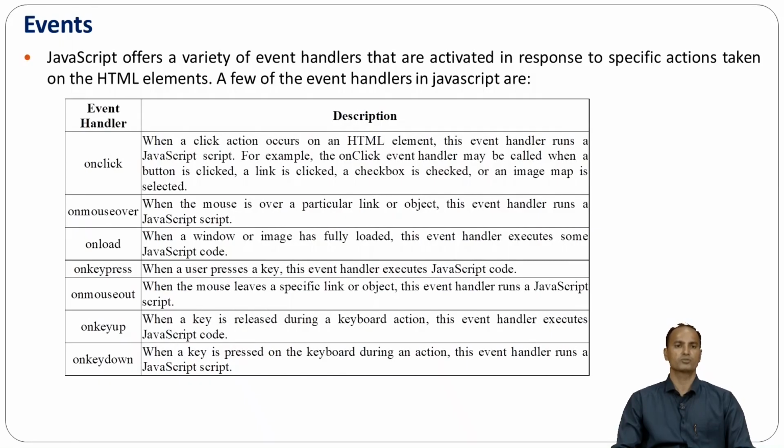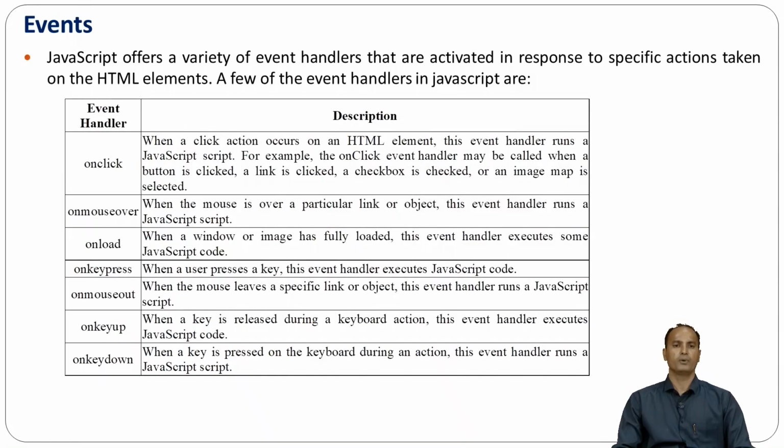Same way onMouseOver. When a mouse is over a particular link or an object, this event handler runs a JavaScript. Onload. When a window or image has fully loaded, this event handler executes some JavaScript code. OnKeyPress. When a user presses a key, this event handler executes JavaScript code. OnMouseOut, same like onMouseOver, when a mouse leaves a specific object or a link, this event handler runs a JavaScript code.